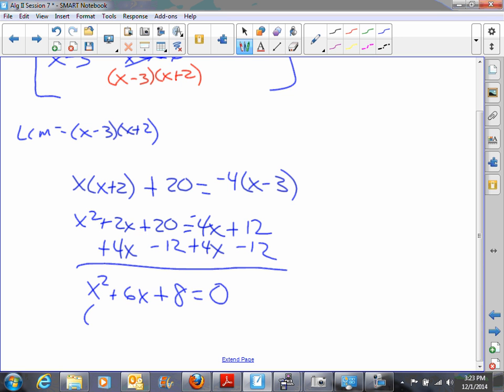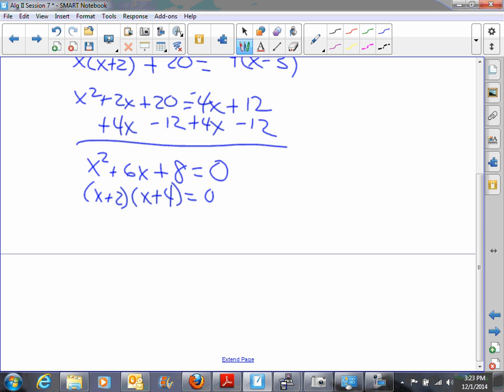Now that factors into x plus 2 times x plus 4 equals 0, which, x plus 2 equals 0 gives us x equals negative 2, or x plus 4 equals 0 gives us x equals negative 4.